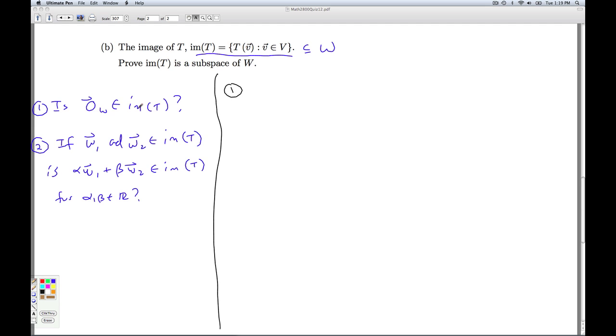Is the zero vector in there? Well, how does the zero vector get in there? The zero vector has to be T of something. So am I guaranteed that there's something in V that's going to be shipped to the zero vector? And the answer is yes, the zero vector in V. So since V is a vector space, V has an additive identity.